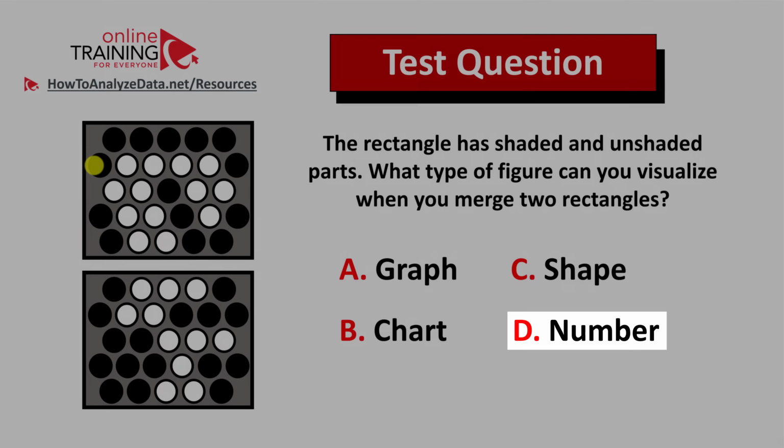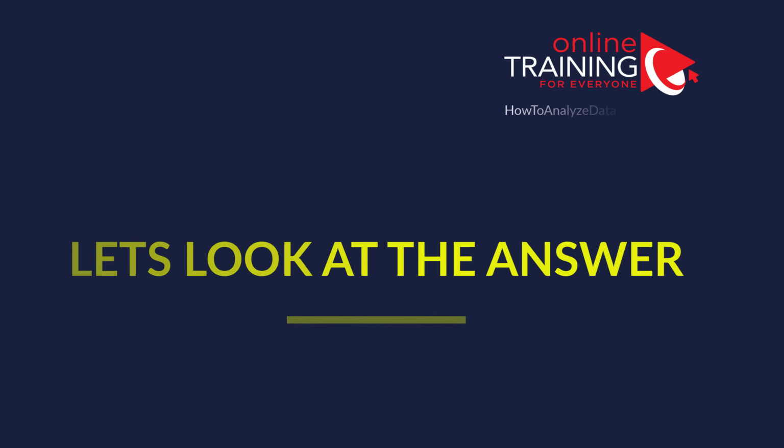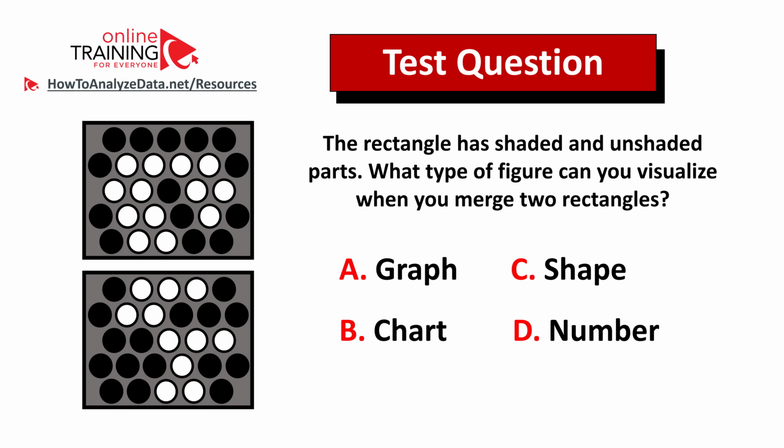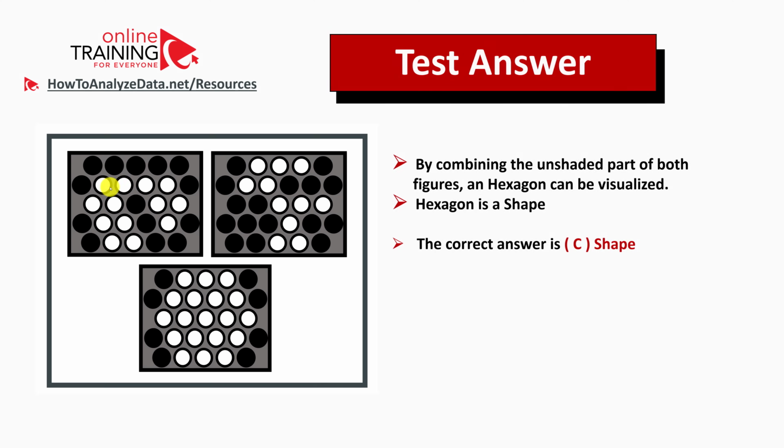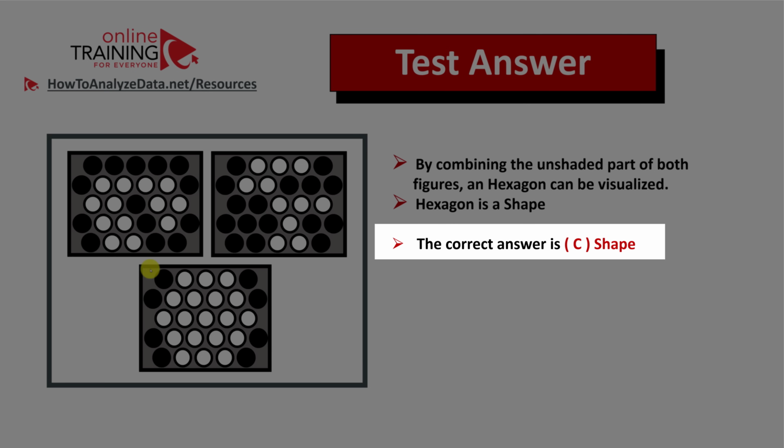Do you think you know the answer? Let's continue. Please give yourself 10 to 15 seconds to see if you can come up with the solution on your own. Did you figure out the answer? Let's continue to see how we can solve this question and get to the correct solution together. What you see here is that upon combining, you can imagine the hexagon, because hexagon is the shape in the bottom rectangle. And because hexagon is the shape, the correct answer here is choice C.